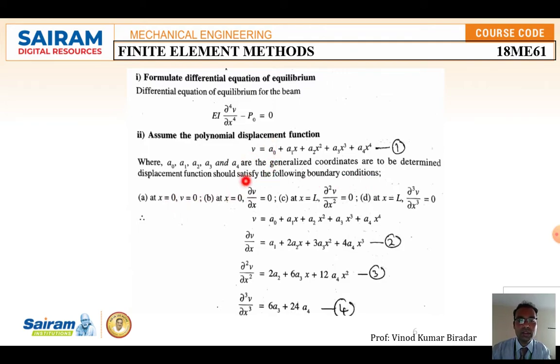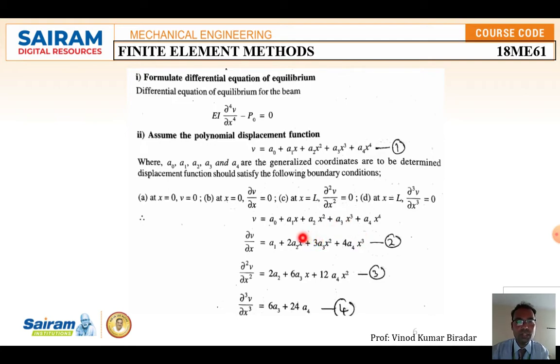Again, we have to rewrite this equation: v is equal to a naught plus a1x plus a2x square plus a3x cube plus a4x to the power of 4. Go on, apply the boundary conditions. First let me differentiate up to 4 terms. Differentiate with respect to x, dou v by dou x. a naught is a constant. The differentiation of a1x is a1, plus 2a2x plus 3a3x square plus 4a4x cube. If you differentiate this, you are going to get this.